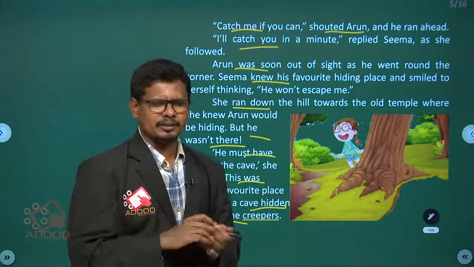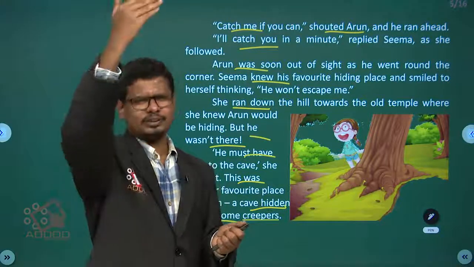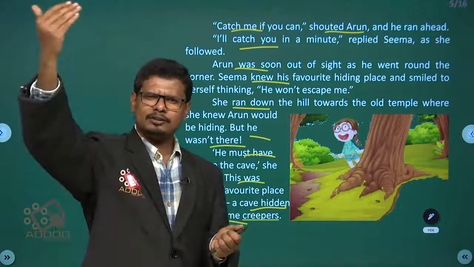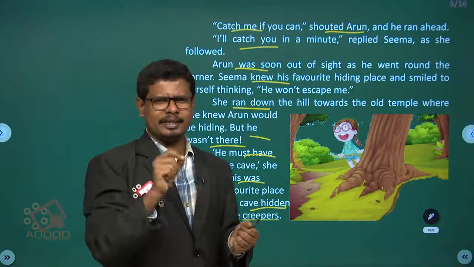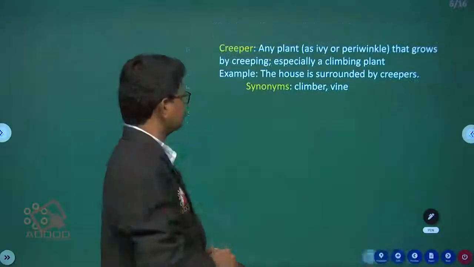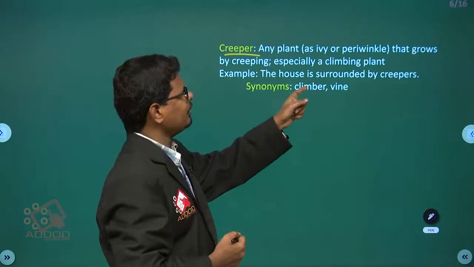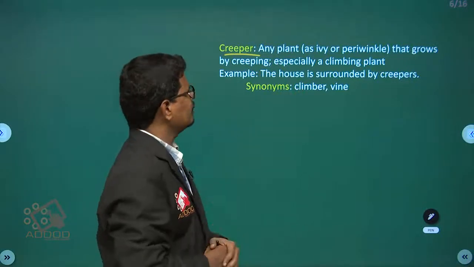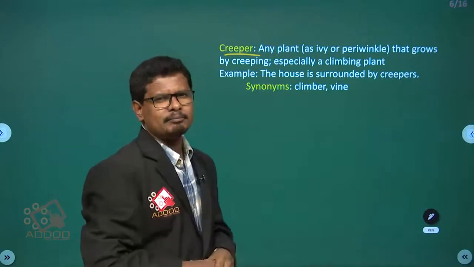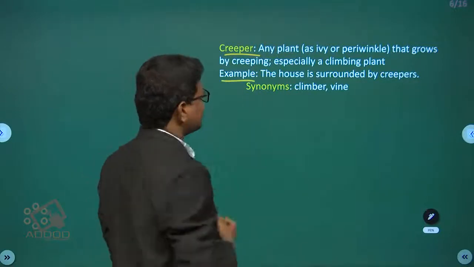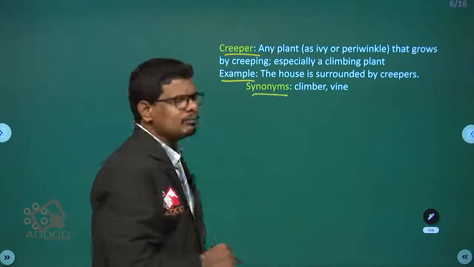What are creepers? You might have seen the creepers which travel up the building, which travel up the tree, right? The creepers. Tegalu antam manam Telugulo. Creeper: any plant such as ivy or periwinkle that grows by creeping, especially a climbing plant. Example: the house is surrounded by creepers. Synonyms: climber or vine.